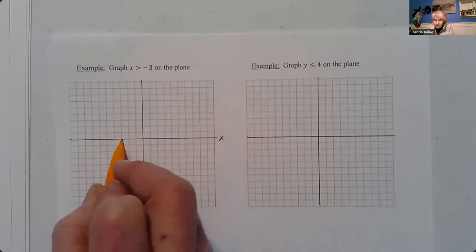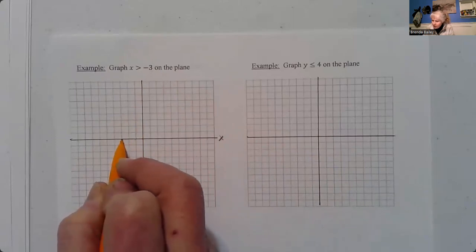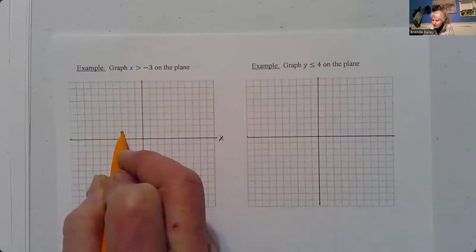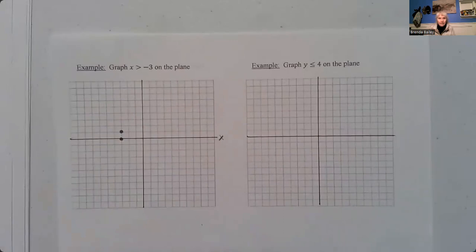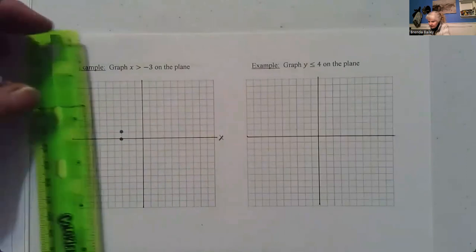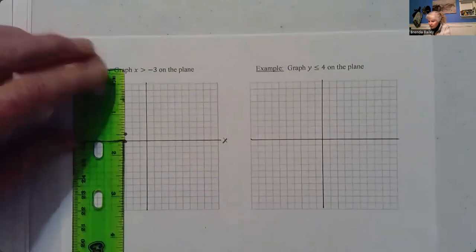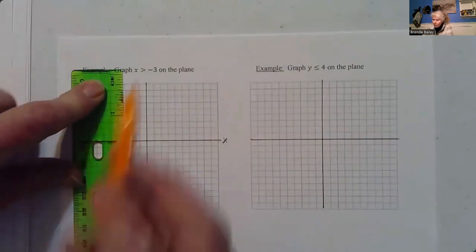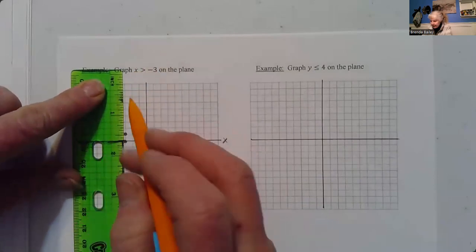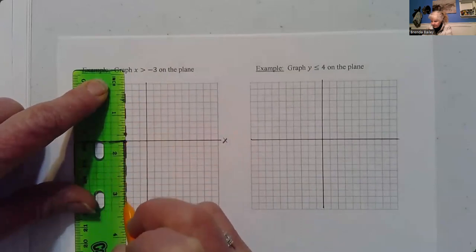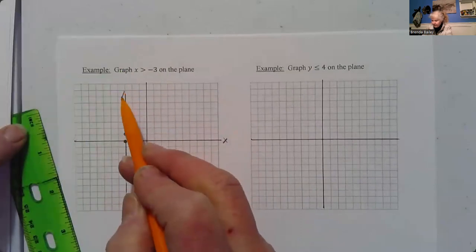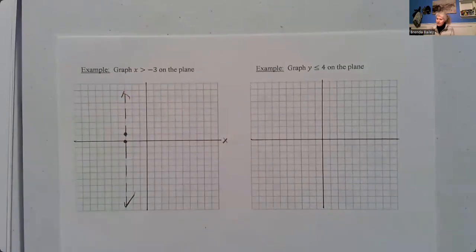So in Pearson, and we'll talk about this as well, you go here and make a dot, and then you just kind of go up and make a dot. That creates the vertical line. And then you decide, do I want it dashed or solid? Well, in this case, it looks like we don't have the equal underneath or equal bar. So we're going to dash it. Where x is greater than a negative 3?